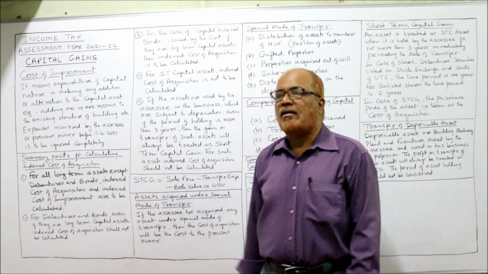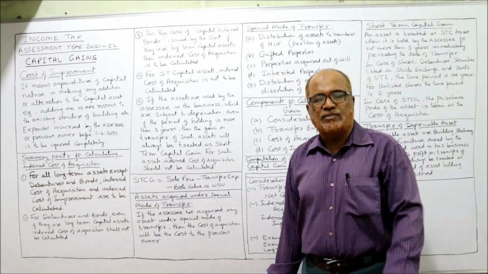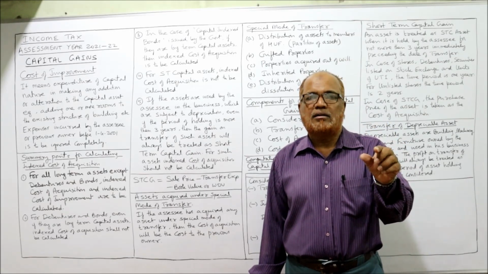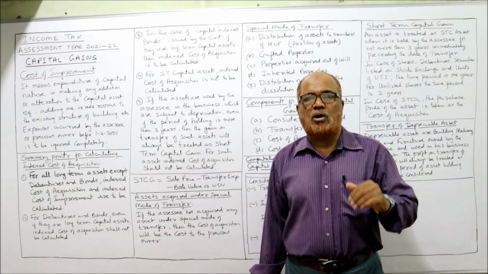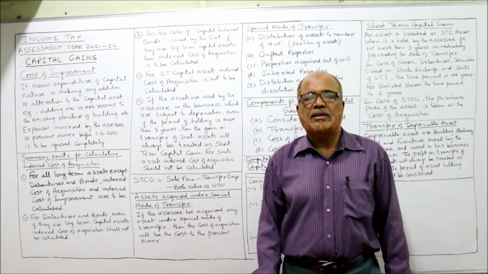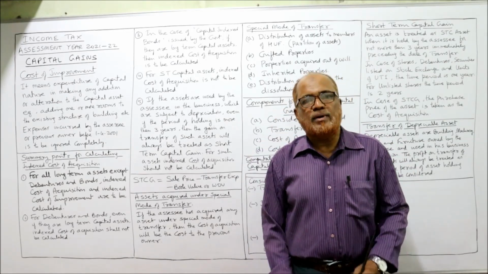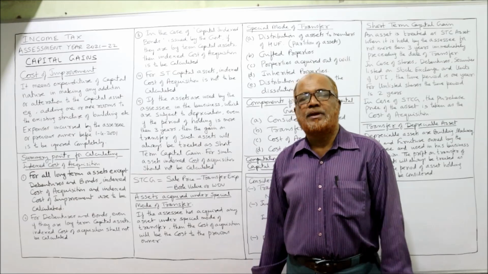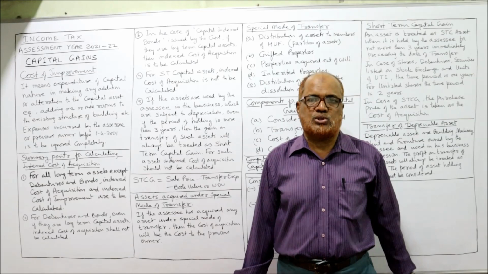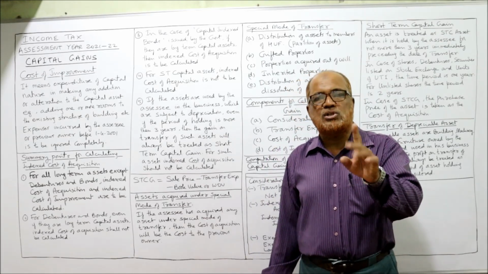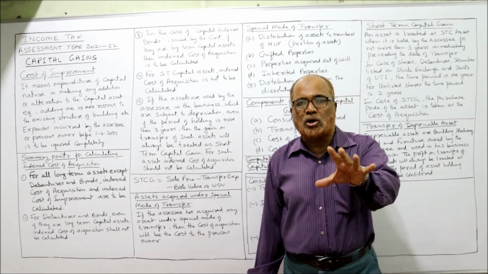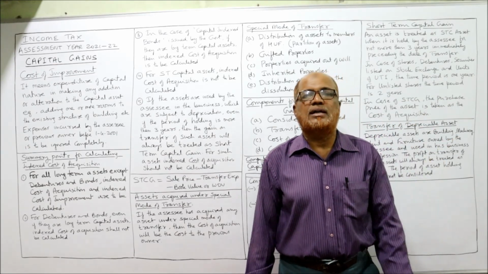Now summary points for calculating indexed cost of acquisition. In the last video, I explained indexed cost of acquisition, meaning increased cost of acquisition or inflated cost of acquisition, because the value of money is not the same. The value of money is declining. That's why, to give the benefit for this inflation, the Income Tax Act has allowed the assessee to make indexed cost of acquisition. But indexed cost of acquisition will be applied only for long-term capital gain. For short-term capital gain, indexing is not allowed.